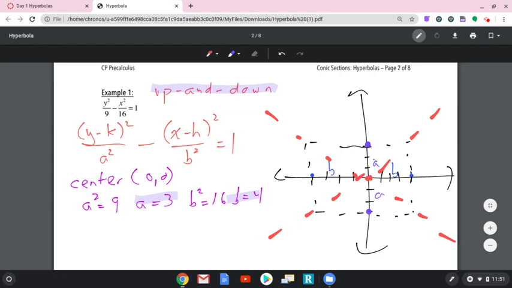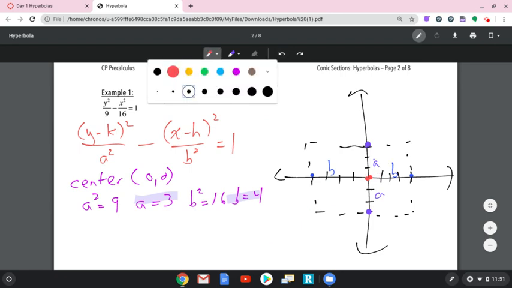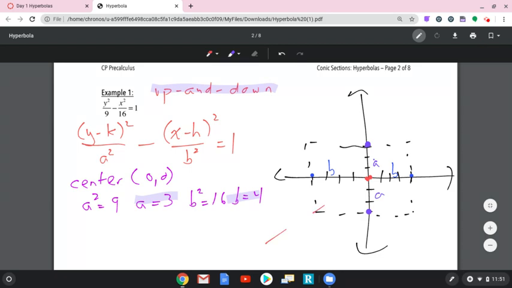All right, guys? I'm going to make them a little thinner for you guys. Sorry, guys. So it's going to go through the edges of the box and the center. Those are the asymptotes of my hyperbola.